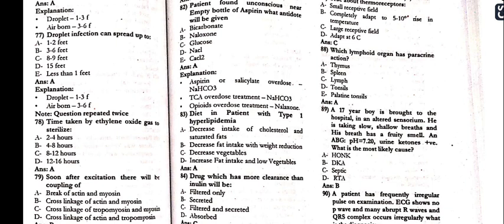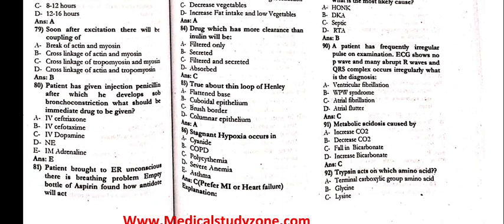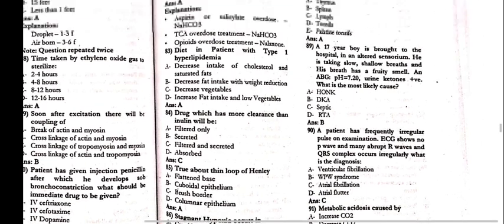83, diet in the patient with type 1 hyperlipidemia is decreased intake of cholesterol and saturated fats. 84, drug which has more clearance than the inulin will be the one that is filtered and secreted. 85, the true statement about thin loop of Henle is the flattened base. 86, the stagnant hypoxia occurs in polycythemia.